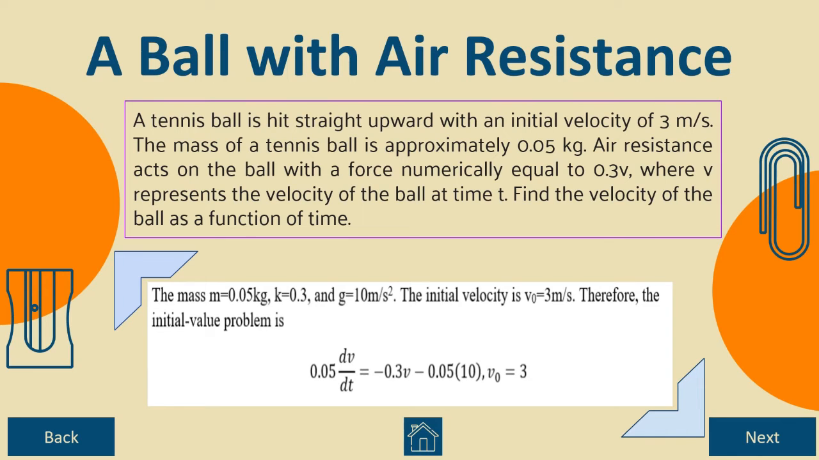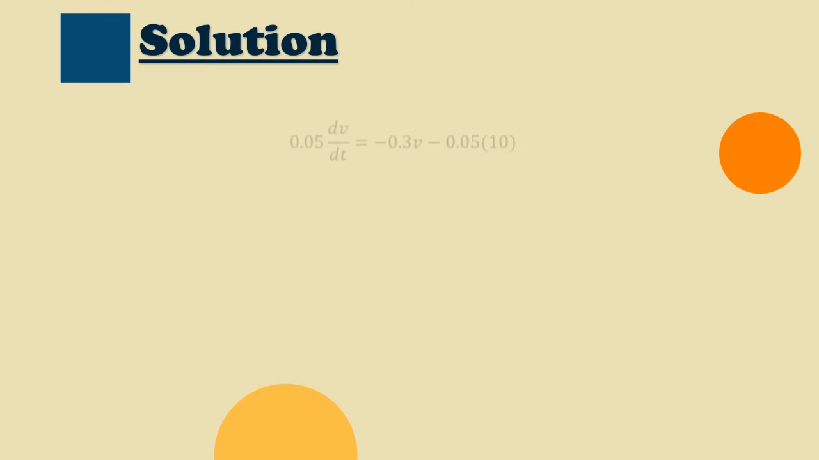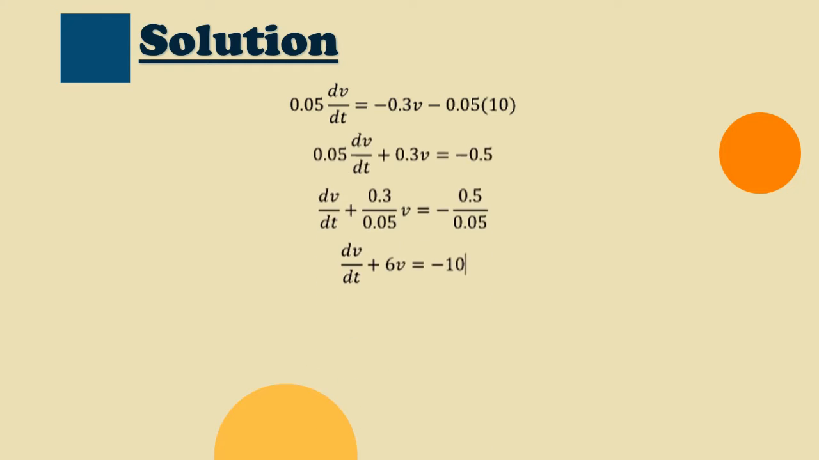Thank you. So here is the solution for our problem stated above. First, we perform simple operations to get the ordinary differential equation 0.05 dv/dt plus 0.3v equals negative 0.5. By dividing the differential equation by 0.05 and simplifying it, we get dv/dt plus 6v equals negative 10, which is a linear differential equation.